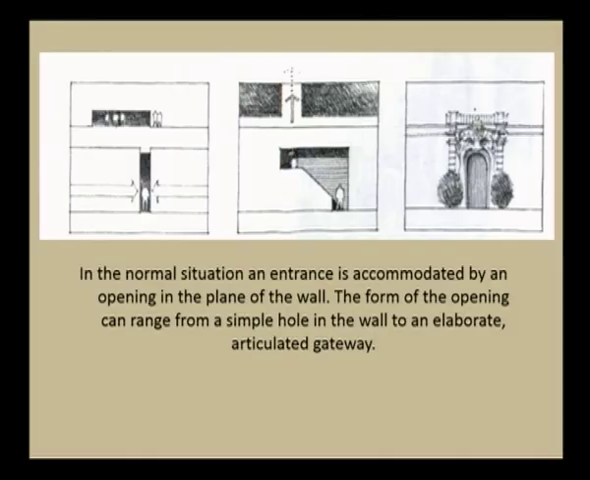What shape can an entrance be? In the normal situation, an entrance is accommodated by an opening in the plane of a wall. The form of the opening can range from a simple hole in the wall to an elaborately articulated gateway. It can be a simple split in the wall, or it can be a very elaborately decorated archway like this.